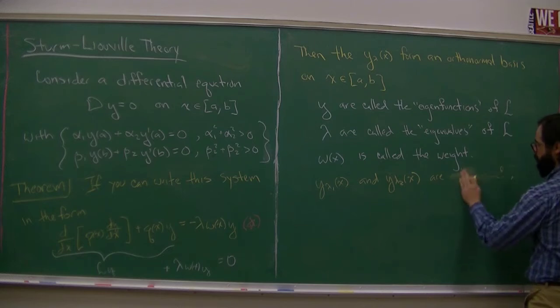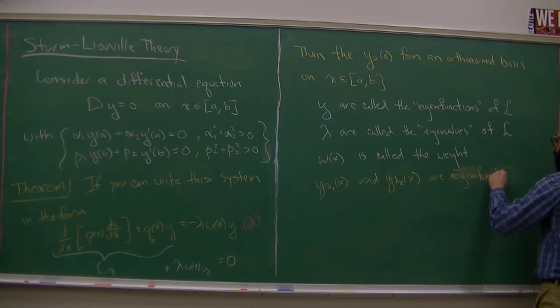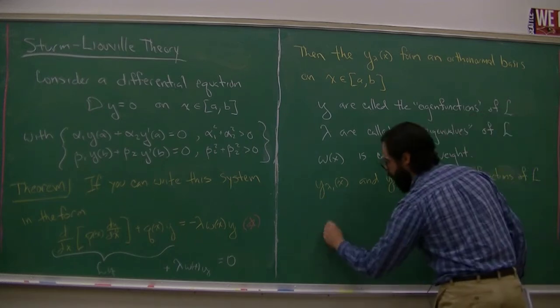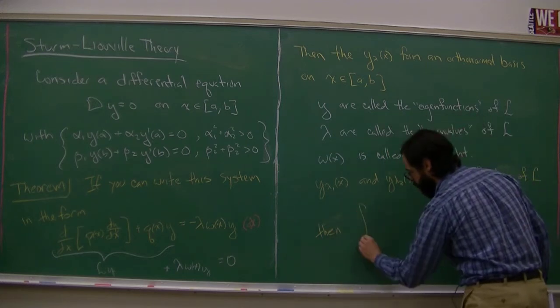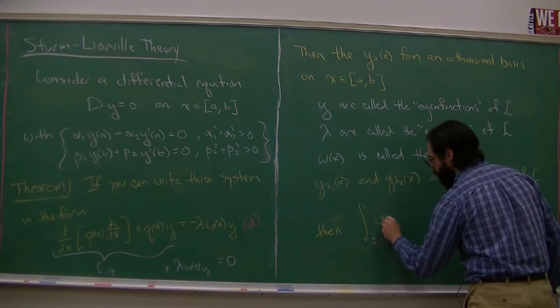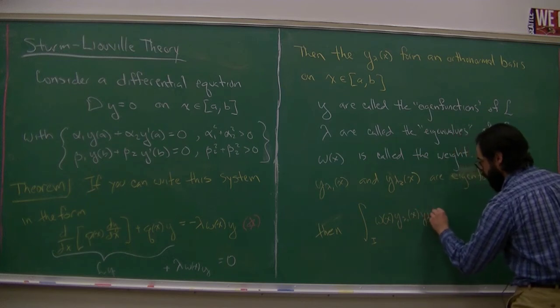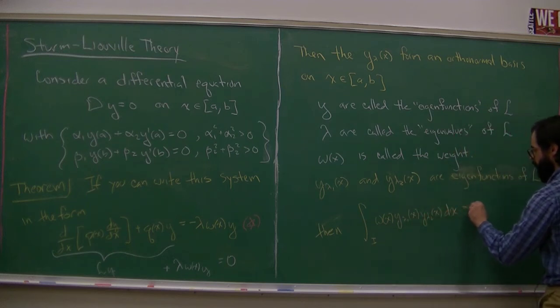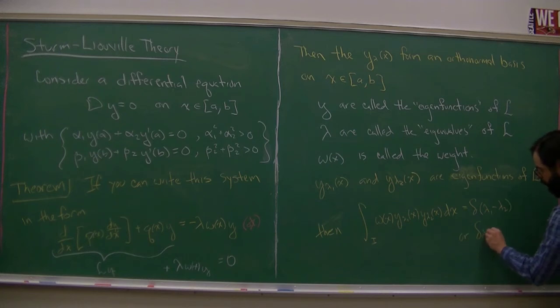And what I should do, since I have this terminology, I should use it. So these are eigenfunctions of L with potentially different eigenvalues. So then, and this is the role of the weight, this is what Sturm-Liouville tells us, is that the integral over our interval, so the interval is from a to b, of weight of x, y lambda 1 of x, y lambda 2 of x, dx is equal to delta lambda 1 minus lambda 2, or if these are not continuous, they're discrete, Kronecker delta.